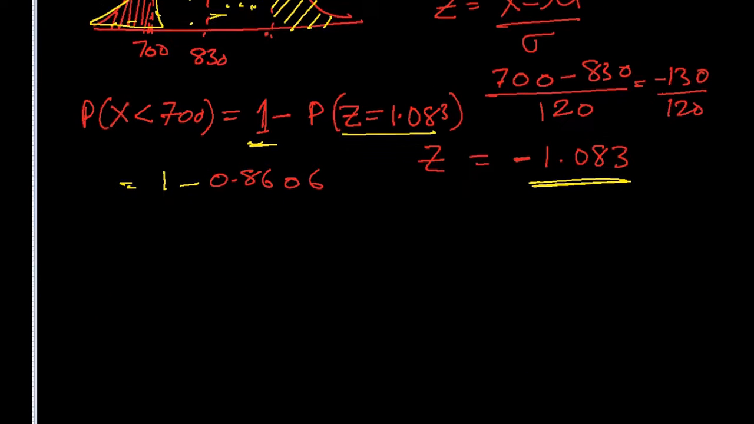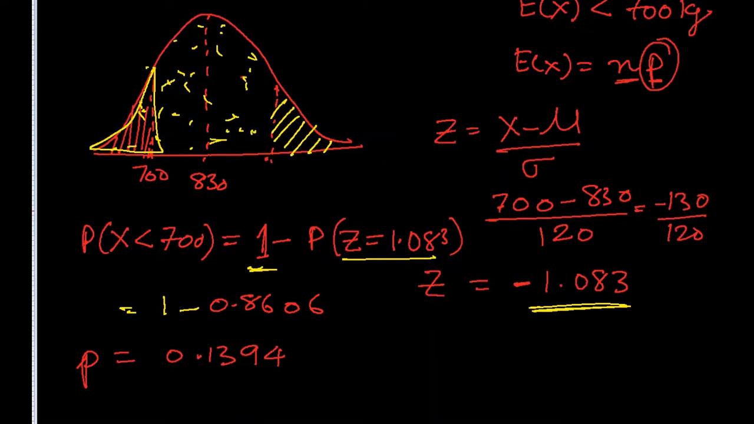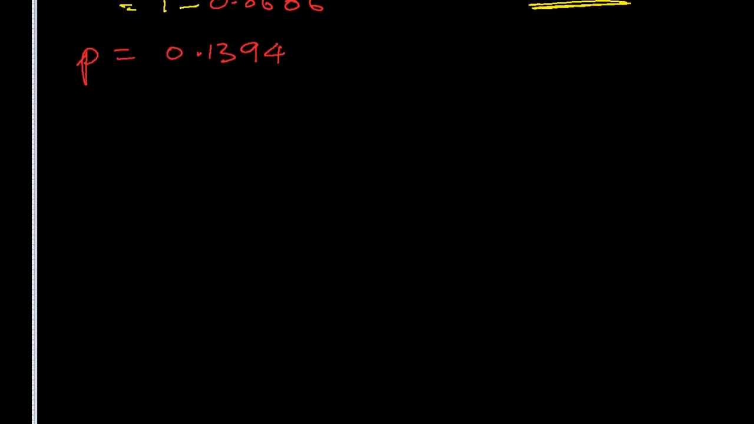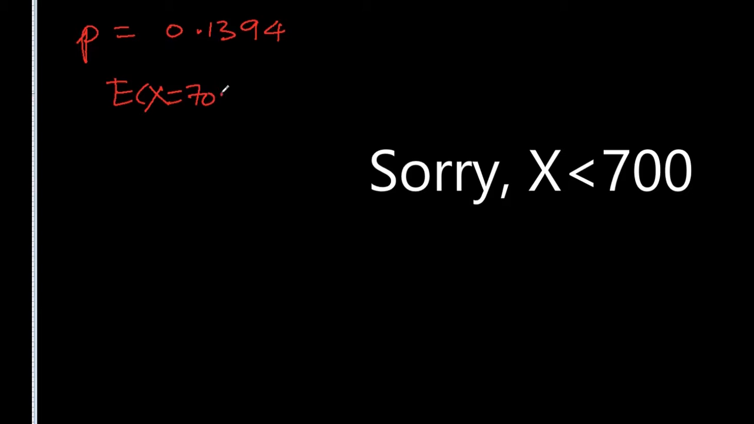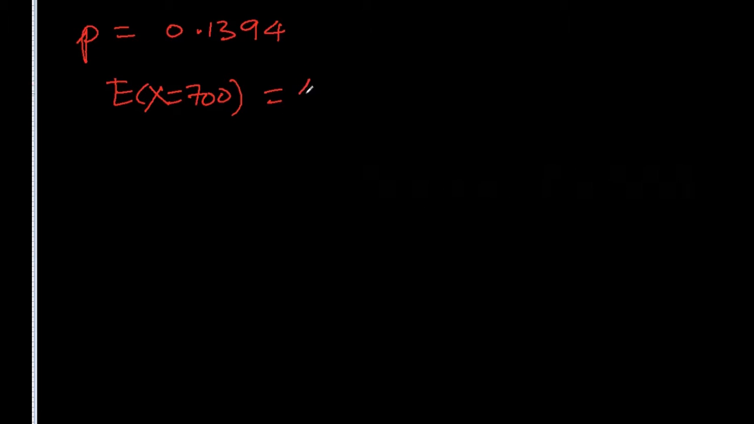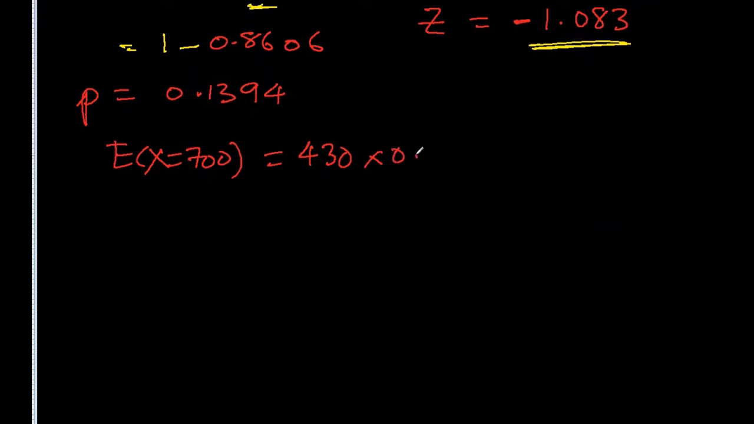0.8606, and now we can subtract and we'll get what we want, 0.1394. This is the probability we wanted to find, the p: the probability that the weight of a female giraffe is less than 700 kg. So the expected value of x equal to 700 will be 430, the total number of giraffes, multiplied by 0.1394. Okay, we got the probability. This is n, this is p, and I'll calculate it with my calculator.